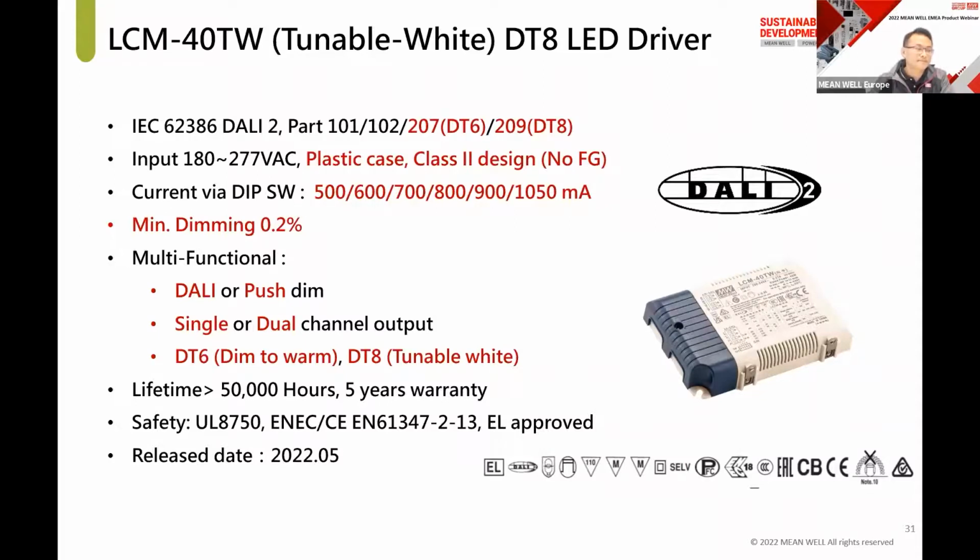The LCM TW version has a very low minimum dimming level. Each channel's minimum level can go down to 0.2%. The tunable white version was released in May this year. If you have a question or feedback, or a high demand for RGB control, please feel free to let us know.